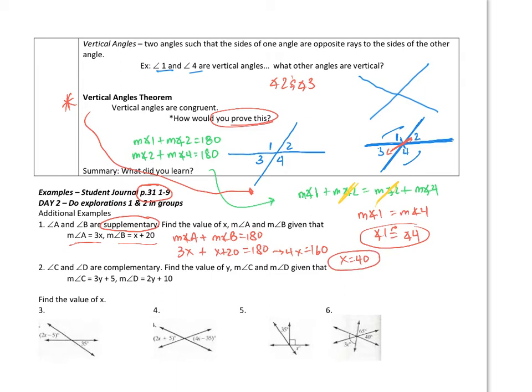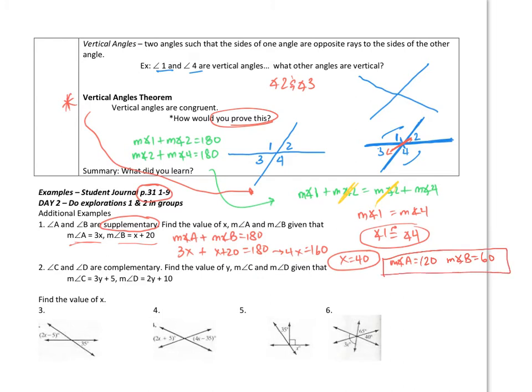And now we can find the measure of angle A. So I plug it in. The measure of angle A would be, plugging it in right here, 40 times 3, which would be 120. And the measure of angle B would be 60. So these are the three answers that they asked for.